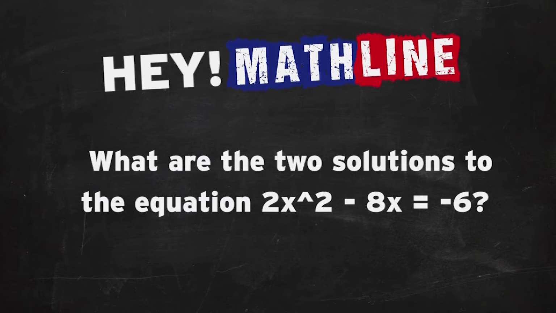What are the 2 solutions to the equation 2x squared minus 8x equals negative 6? Woo, Addison. That requires a little bit of work or a little thought, it seems. Addison, Bearden High School, thank you for being with us there.